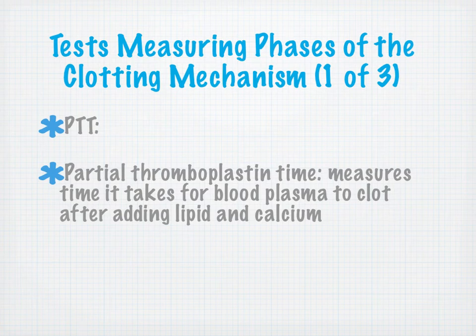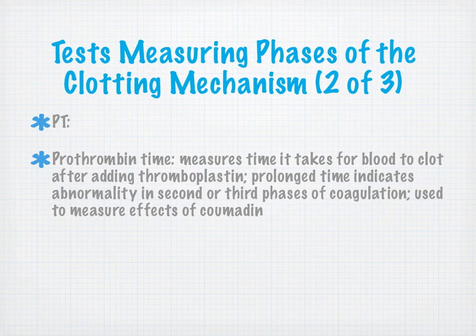So again, the PTT, partial thromboplastin time, measures the time it takes for blood plasma to clot after adding lipid and calcium. And the PT measures the time it takes for blood to clot after adding thromboplastin. The prolonged time indicates an abnormality in the second or third phases of coagulation. And that's often just used to measure the effects of Coumadin.